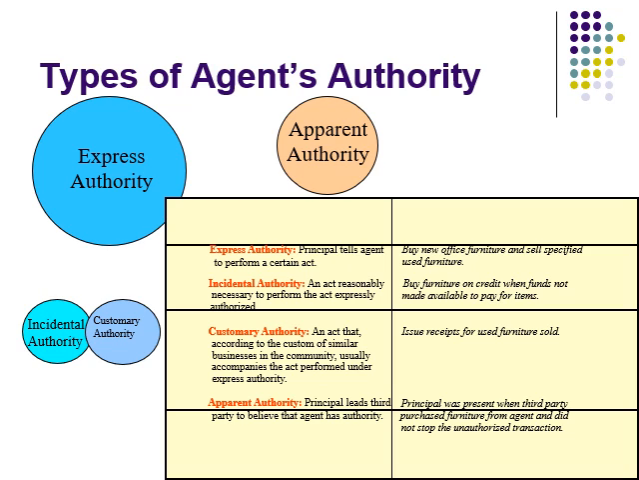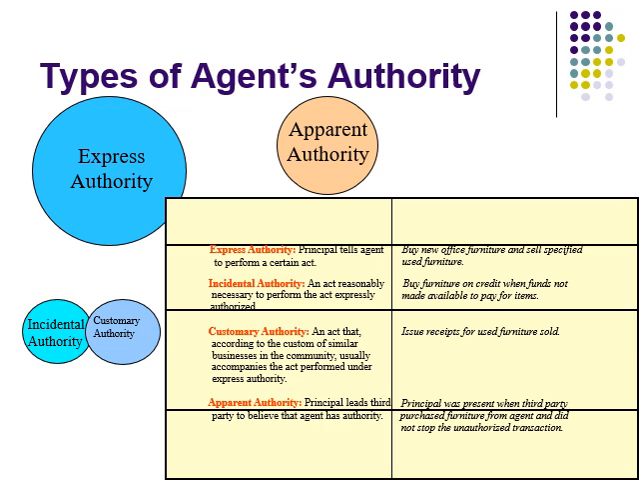The apparent authority. The principal was present when the party purchased furniture from the agent and did not stop the unauthorized act. So notice that one of the instructions was here, let's say that there were two different stores. Let's say that, and this is not in this example, that the principal told the agent that they could not sell furniture in another store. What would happen if the principal was present when the agent sold furniture in the store that the agent was forbidden to sell furniture from?